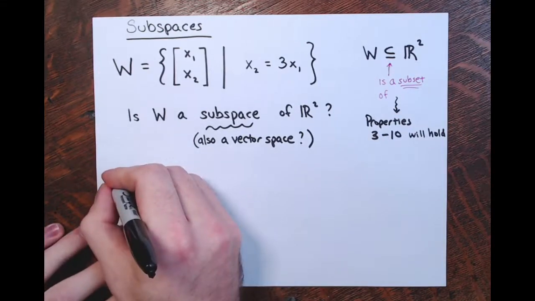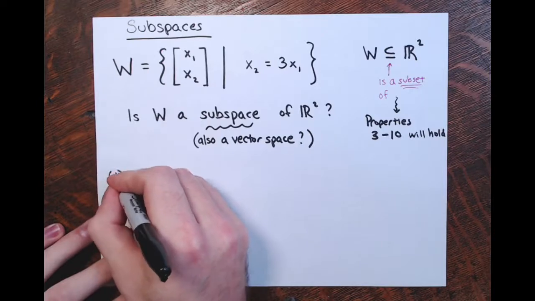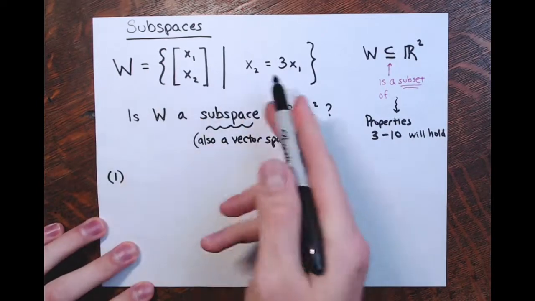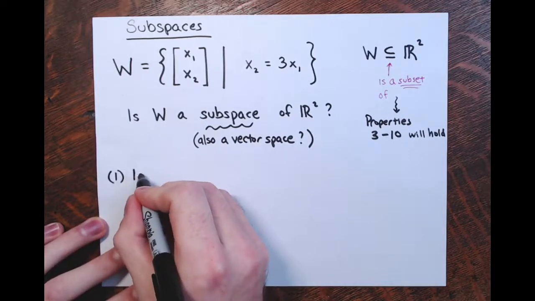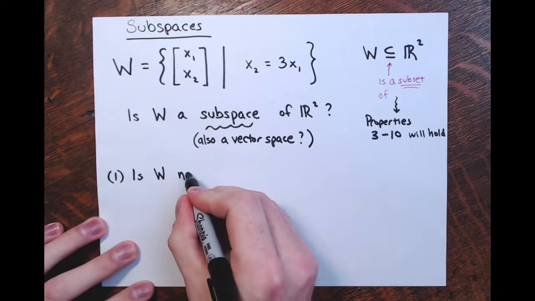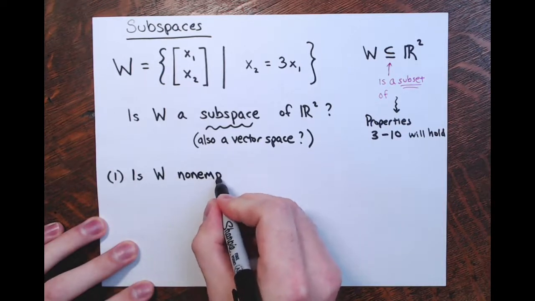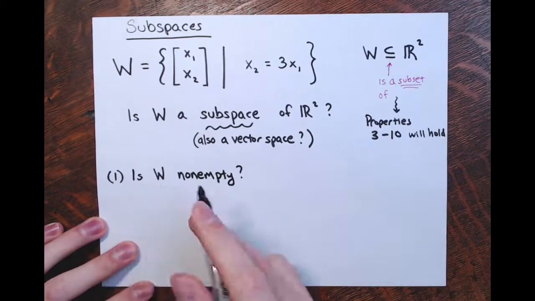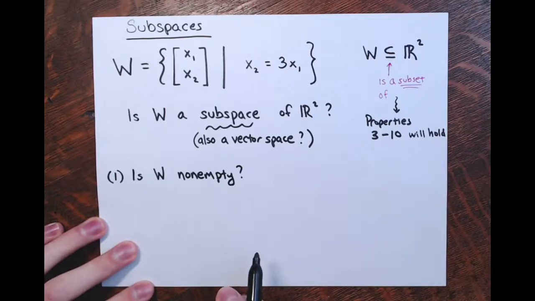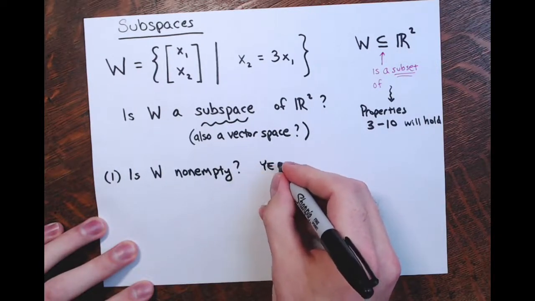All right, so we need to go through now. First of all, before we get to those closure properties, we have to figure out, does this set even have any vectors in it? Because if this set has no vectors, what's the point? How could it possibly be a subspace? So the first question I'm going to answer is, is W non-empty? Does W have any vectors in it? Or is the 0 vector in W? Is there a vector in W? Well, the answer is yes. I can think of several.